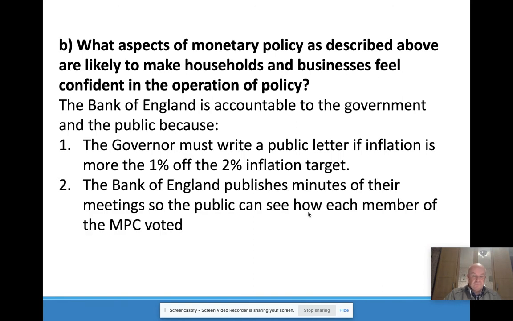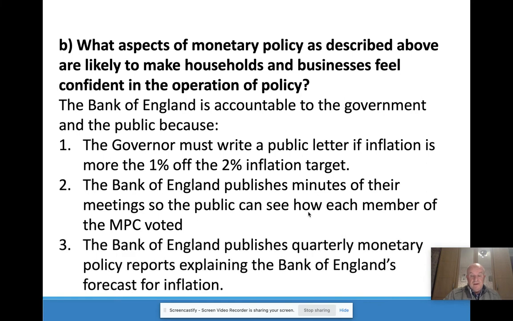The other thing is that the Bank of England has to publish minutes of all of their meetings, so the public can see how each member of the MPC voted and can see the clear reasons and rationale behind what the Bank of England are up to. In addition, it also publishes a quarterly monetary policy report, and that again explains the Bank of England's view and also its forecast for inflation.